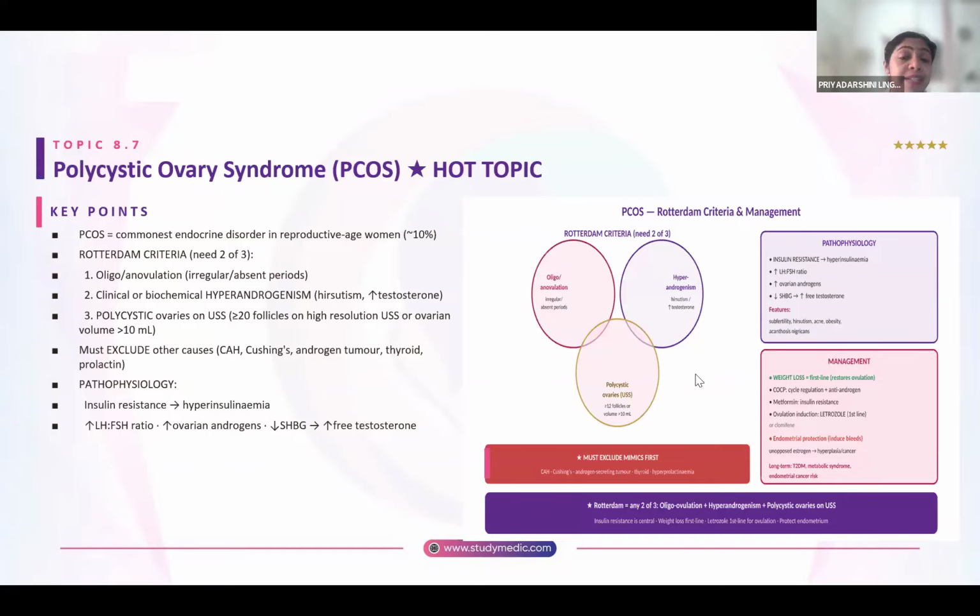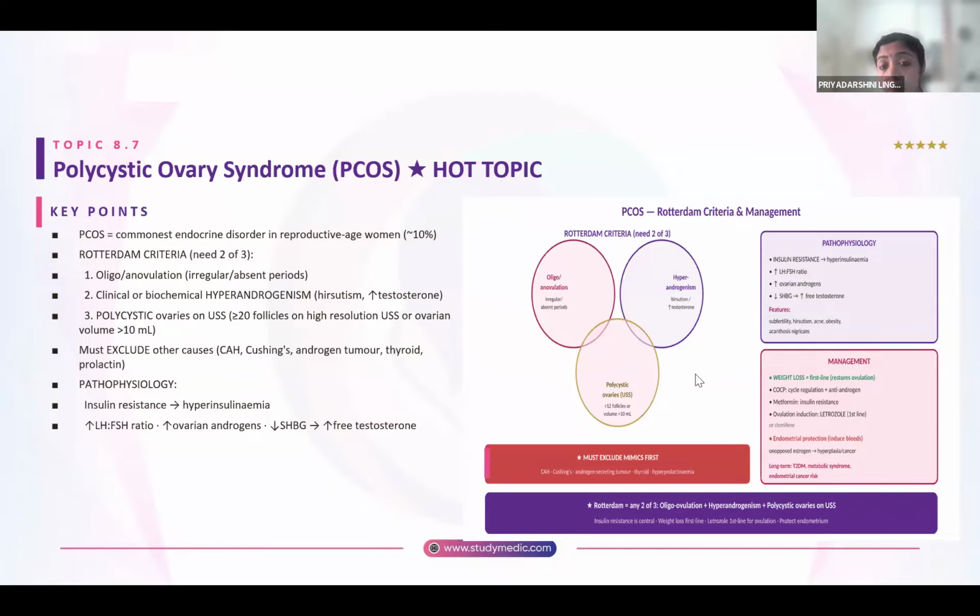Keep this in mind. Second thing is the ovarian volume. Whenever it is more than 10 ml, then it is diagnostic on ultrasound. So you need to keep in mind any 2 out of these 3 features are present, then you label the woman as PCOS. Most important thing, you have to rule out other causes that can be similar to this, like congenital adrenal hyperplasia, Cushing's, androgen tumors, hyperprolactinemia. All this needs to be ruled out in these women.